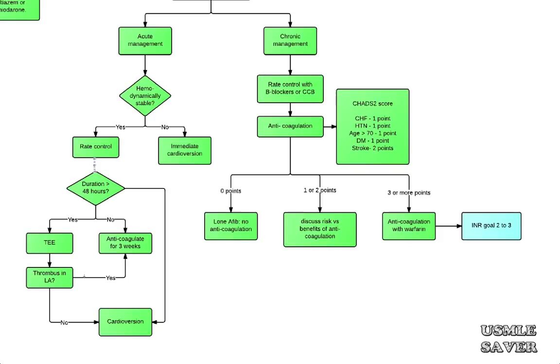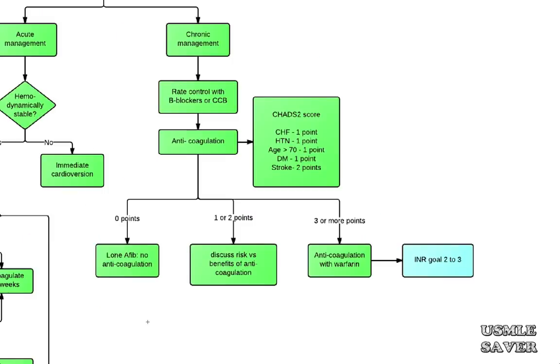If there is a thrombus, then you want to anticoagulate this patient for 3 weeks. If there's no thrombus, then cardioversion. We can use cardioversion to convert rhythm into normal sinus rhythm. This can be done by antiarrhythmic medications, but remember that you never use medication first to convert rhythm. Best option is synchronized cardioversion.